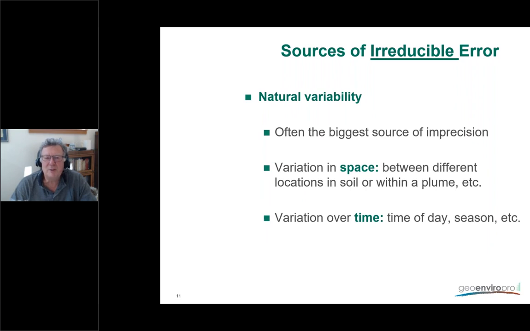But there are also sources of irreducible error. These are things we don't have control over, and so we have to compensate by, usually, oversampling. Natural variability is the biggest issue here. A lot of the imprecision we're going to be talking about comes from the variability we have in space and in time. In space, meaning where we're taking our sample in a plume or in a soil area. With respect to groundwater, usually it's the time of day, or for soil vapor, time of day or season.